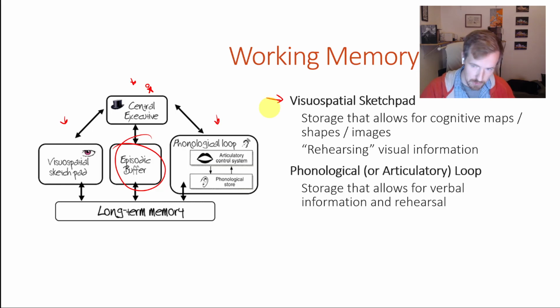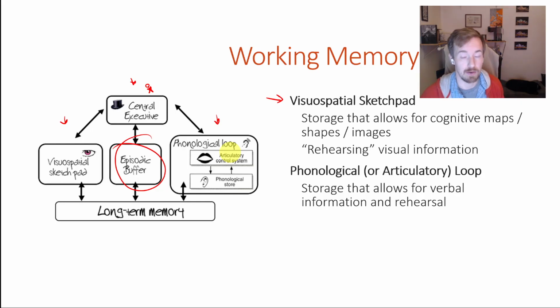The phonological loop is a separate storage system for verbal or auditory information, anything that we can rehearse back to ourselves. That is why it's called the loop: you're able to say it to yourself and repeat it back to yourself. And we've already gone over a couple of examples of that.